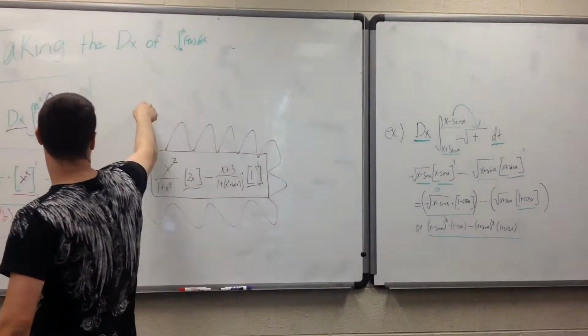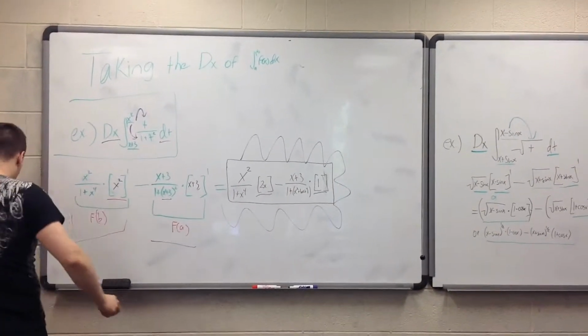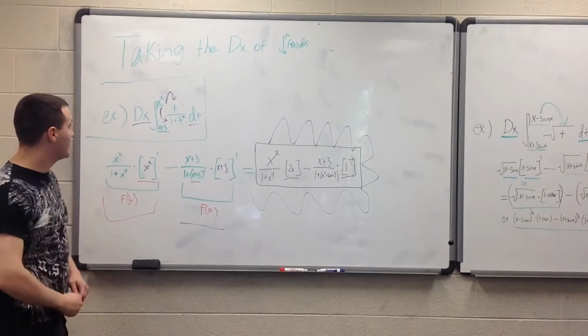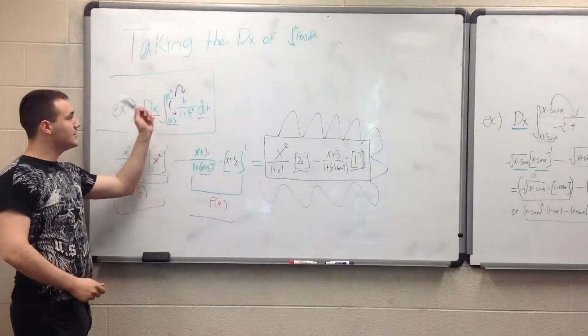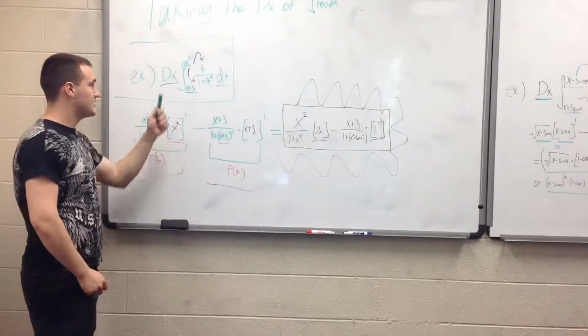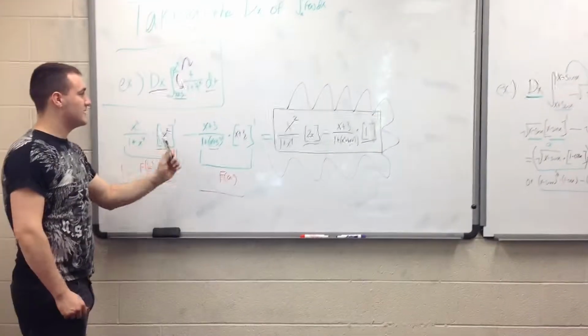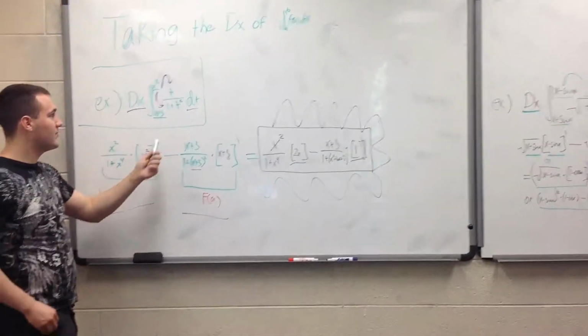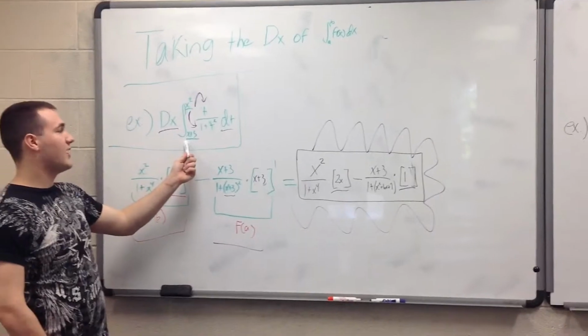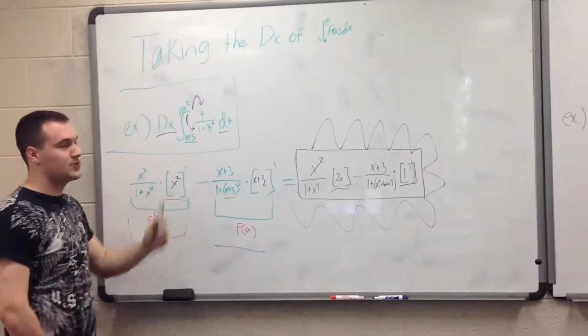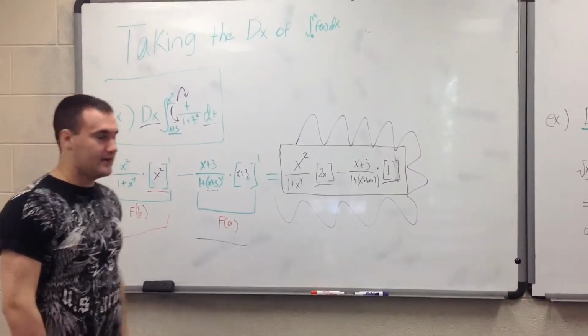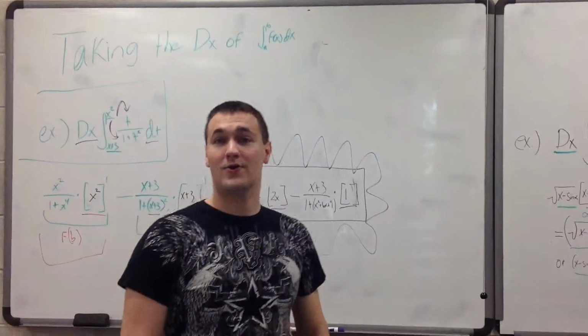Remember, when taking dx of some function other than a variable, the first thing you want to do is plug your base b into the equation, then take the derivative of base b, then subtract that whole thing by plugging your base a into the original equation and then taking the derivative of that, and that is all there is to it.